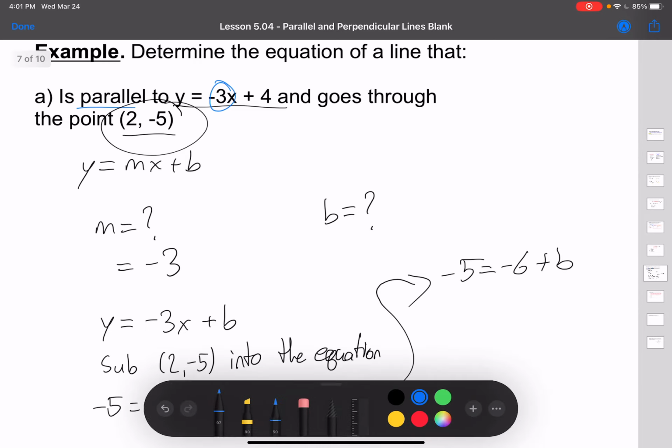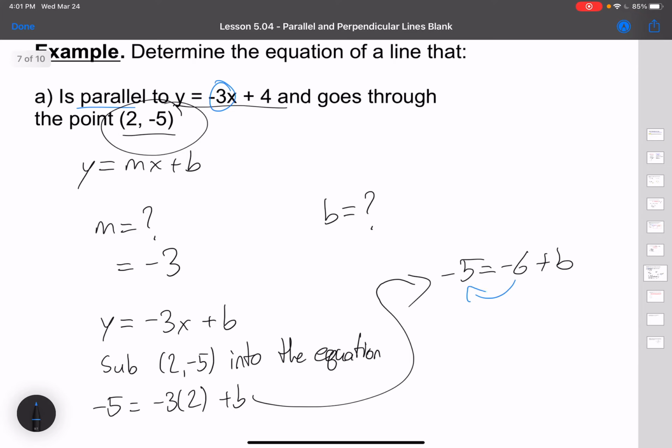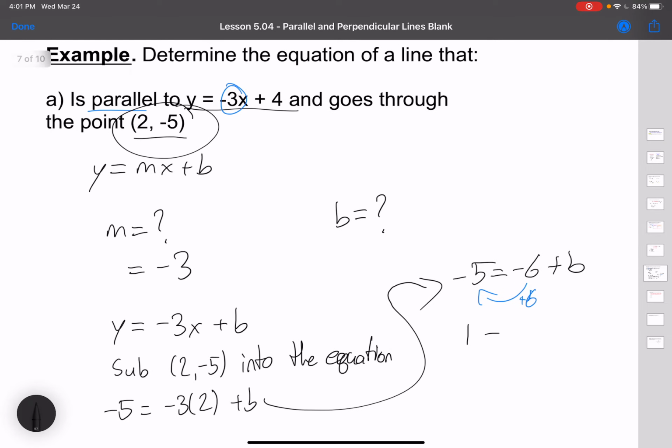So remember, using good old opposite operations and such, to get that negative 6 away from the b, add 6, and that will become 1 on the left-hand side is equal to b. So then that's going to make the equation y equals negative 3x plus 1. So there we have it. We've used both those pieces of information to create that equation.